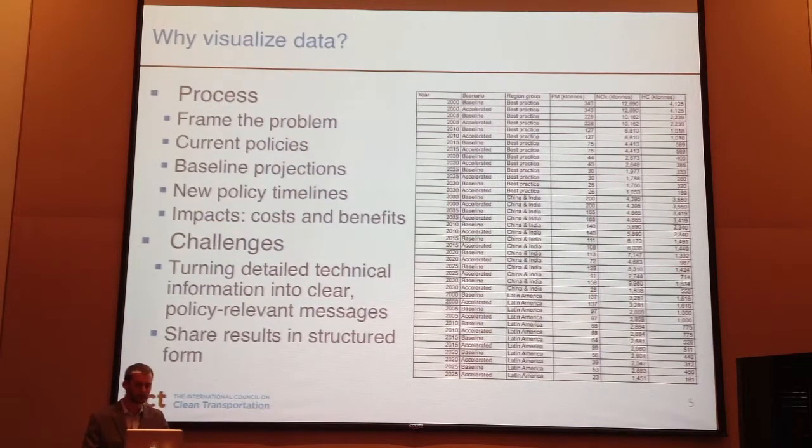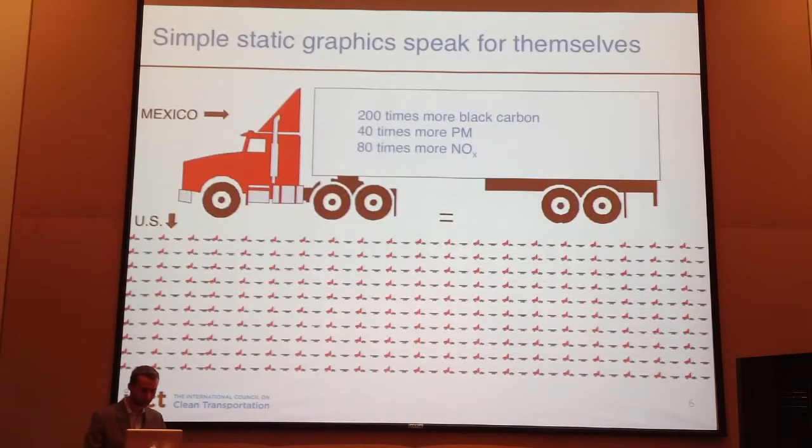So our challenges are turning detailed technical information and model findings into policy-relevant messages that are clear and interpretable. We have the challenge of sharing our results in a form that is structured and accessible, as well as in the context of technical and policy briefs, which would be the more familiar report format that we see all the time. For some reason, though, poring through hundreds of PDF tables seems to be going out of style. So I'll also share some examples of what we do to avoid that.